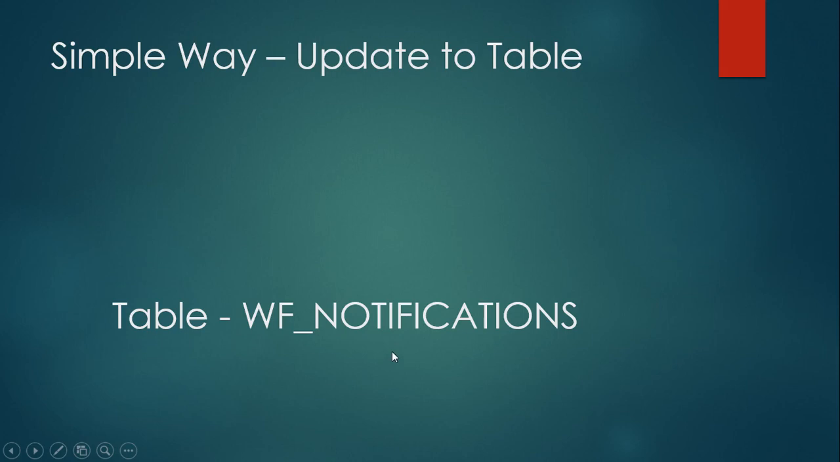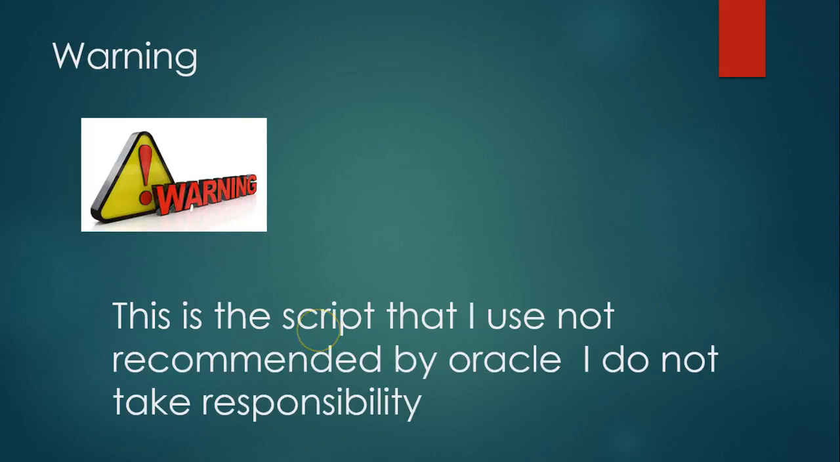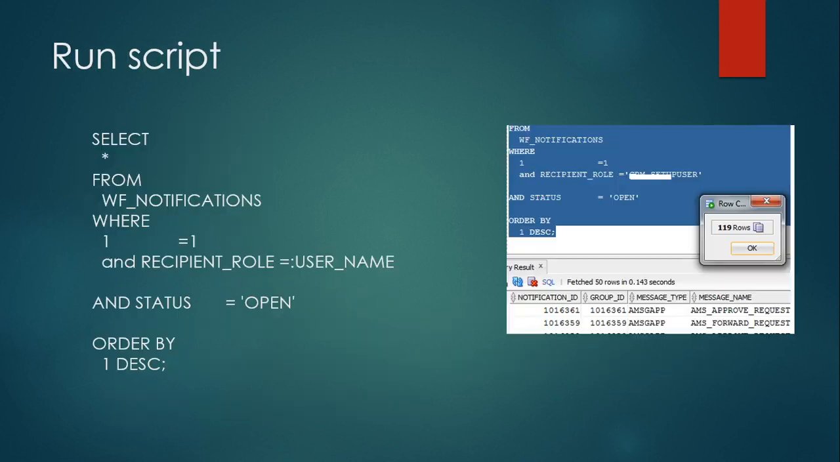The other way is a simple way. It's to directly update the table. The main table is the workflow notifications table, so you can query and update it directly. Just have to give you a warning: it's not Oracle recommended. And I do not take any responsibility. I do it to clean up the system once in a while, especially in a dev instance or an instance where we have a common user.